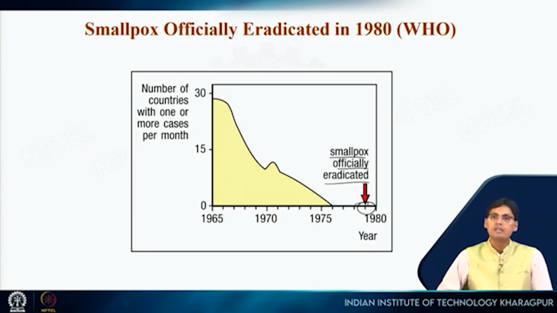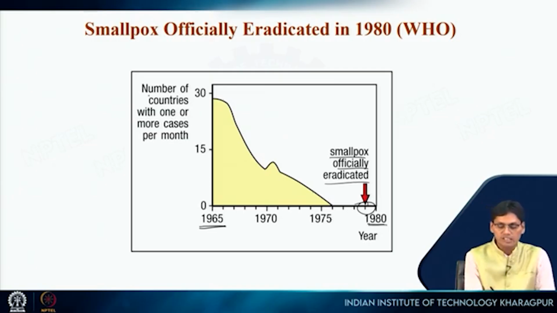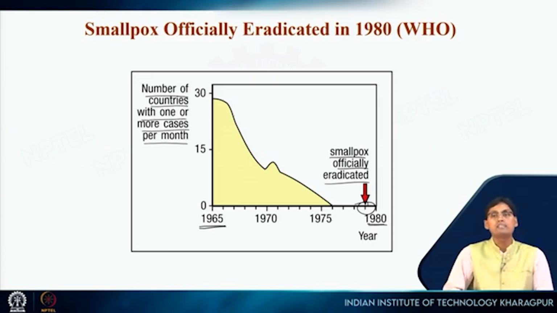The idea is, if you see here, we are showing from 1965 to 1980, and on the y-axis you can see the number of countries with one or more cases per month. Cases means here the smallpox disease, right? As you can see, in 1965 almost 30 countries reported smallpox, and over time by 1976, there is no smallpox reported after that.